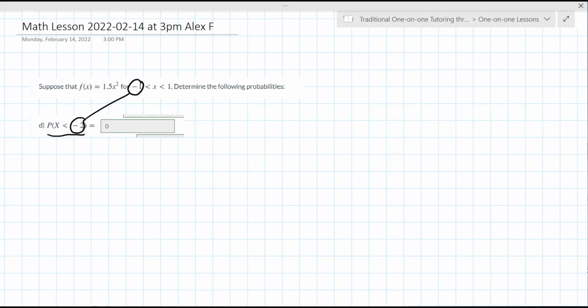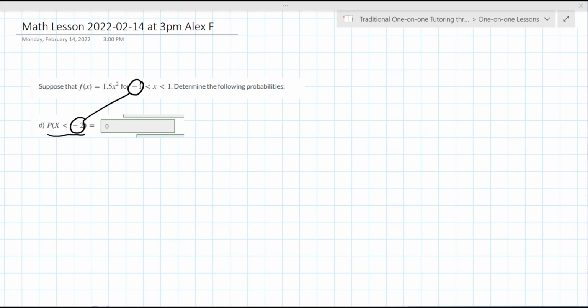Okay. So I'm actually going to graph this real quick and snip in the graph to make this clear. So 1.5x squared, we're doing that from -1 less than x less than 1. And let me snip that in. So this is a quadratic. Actually, let me grab a little wider interval here.